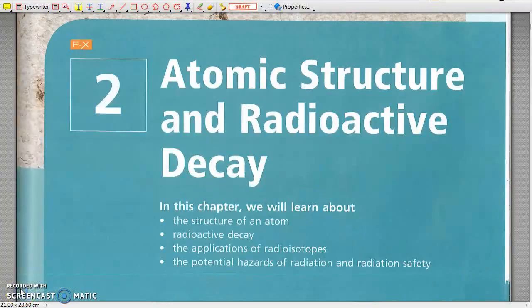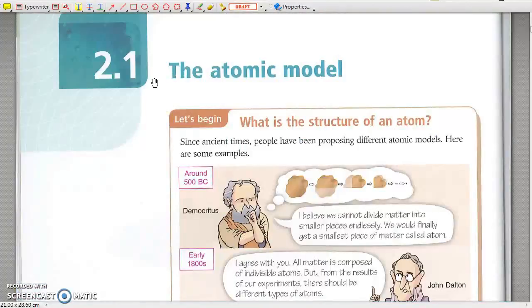Chapter 2: Atomic Structure and Radioactive Decay. 2.1 The Atomic Model. Let's begin. What is the structure of an atom?